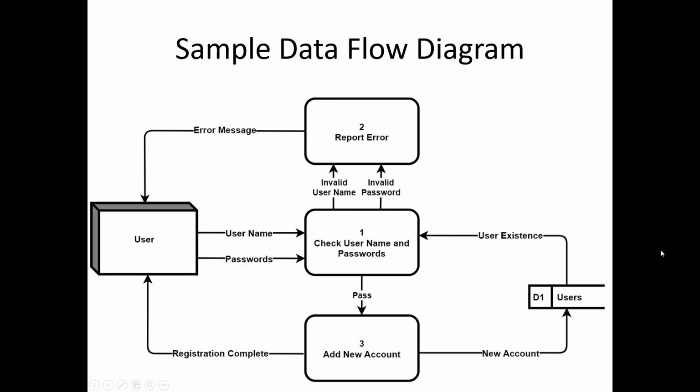So here, this is a typical data flow diagram. In this kind of diagram, our focus is on what information is needed by a process, so that the process can function. For example, this process needs username and passwords, and it also shows what information is generated by a process. Again, for example, this process may generate, let's say, pass information, which means both username and passwords are valid, or invalid username or invalid password information.